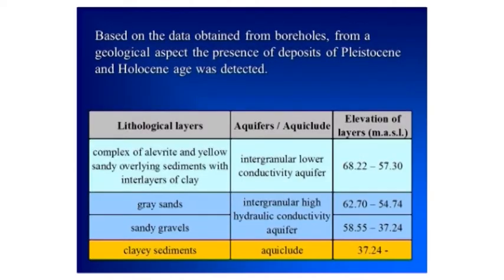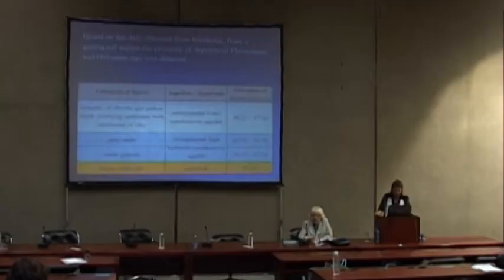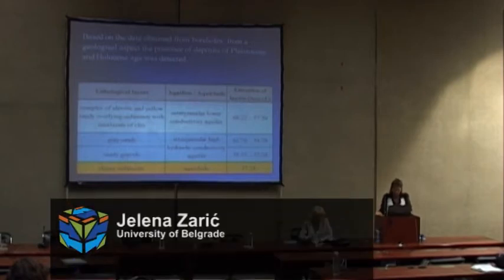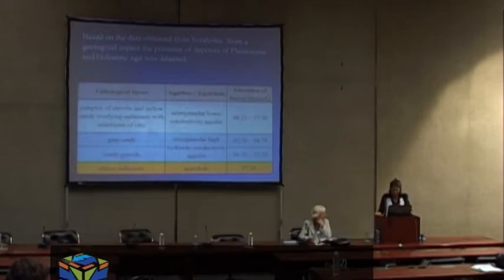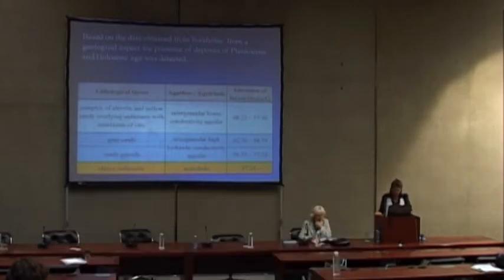Based on the data obtained from boreholes, Pleistocene and Holocene deposits of marsh and alluvial origin were detected. They consist of yellow sands and alarites, grey sand, sandy gravel, and clay. In these sediments, 2 aquifers are present, upper and lower. The upper aquifer forms in yellow sands with lower conductivity, and the lower aquifer forms in grey sands and sandy gravels with higher conductivity. Here are model layers with appropriate lithological members of the hydrodynamical model.